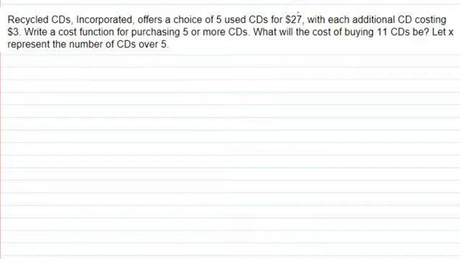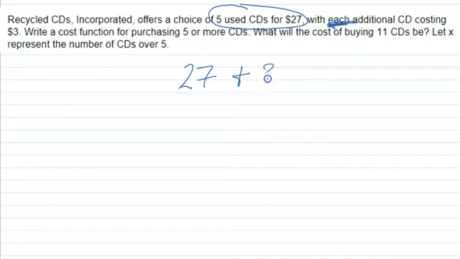But just like in the last problem where we had $2.50 that was going to be automatically added, here the 27 is automatically there. You have to start with 27. So we have $27 plus however many more CDs you get. Well, how much are each additional CD? Each, that means we're going to be multiplying. Additional CD is $3. So we have $3 each with the 3x.